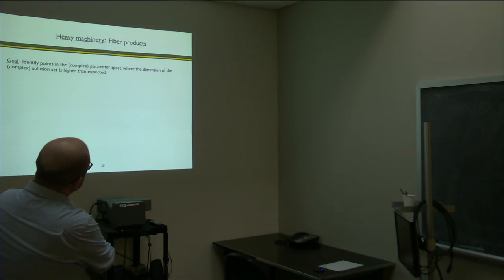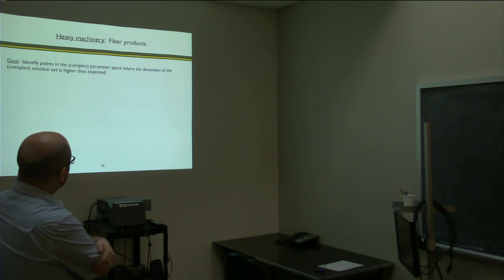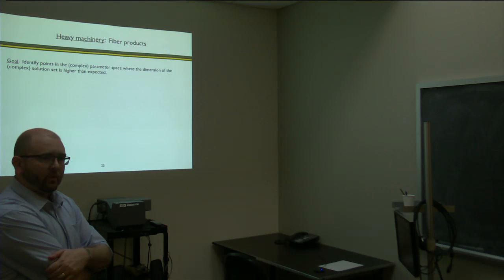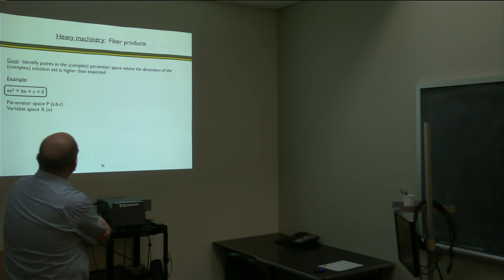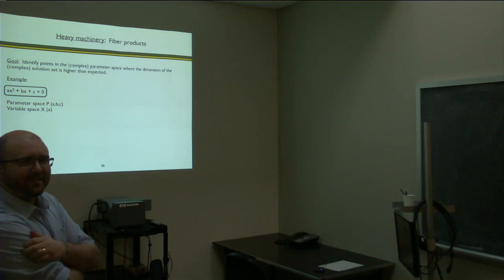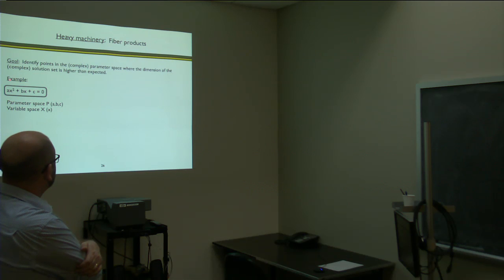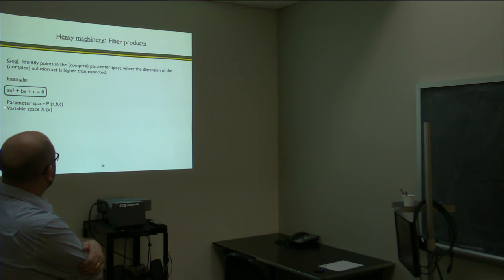So we want to identify points in the complex parameter space where the dimension of the complex solution set jumps. And I'll give you an example of that. This is the easiest way to introduce this, I think. So ax squared plus bx plus c equals 0. We want to solve this for x. You've probably done this about a bajillion times for different values of a, b, and c. There's a formula out there for it that you've probably heard of.